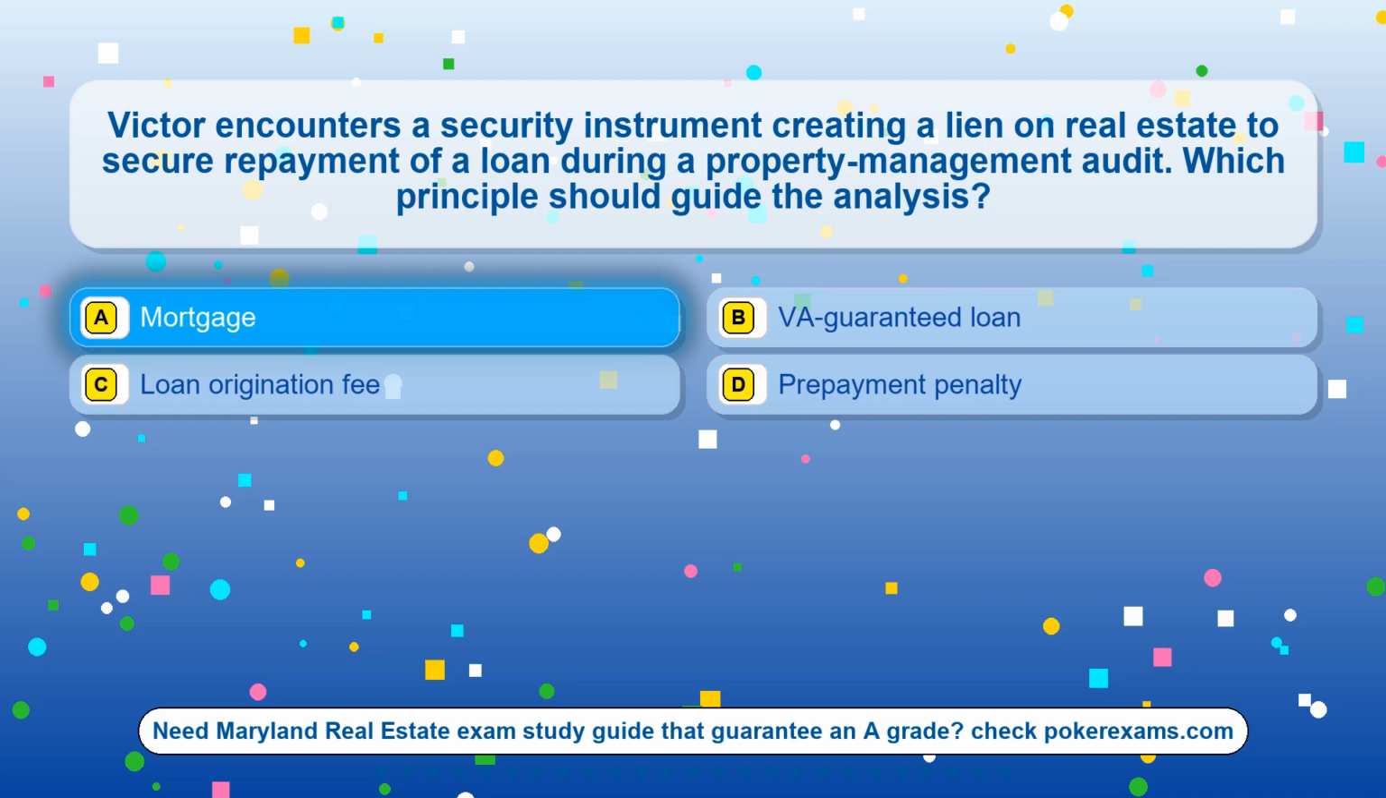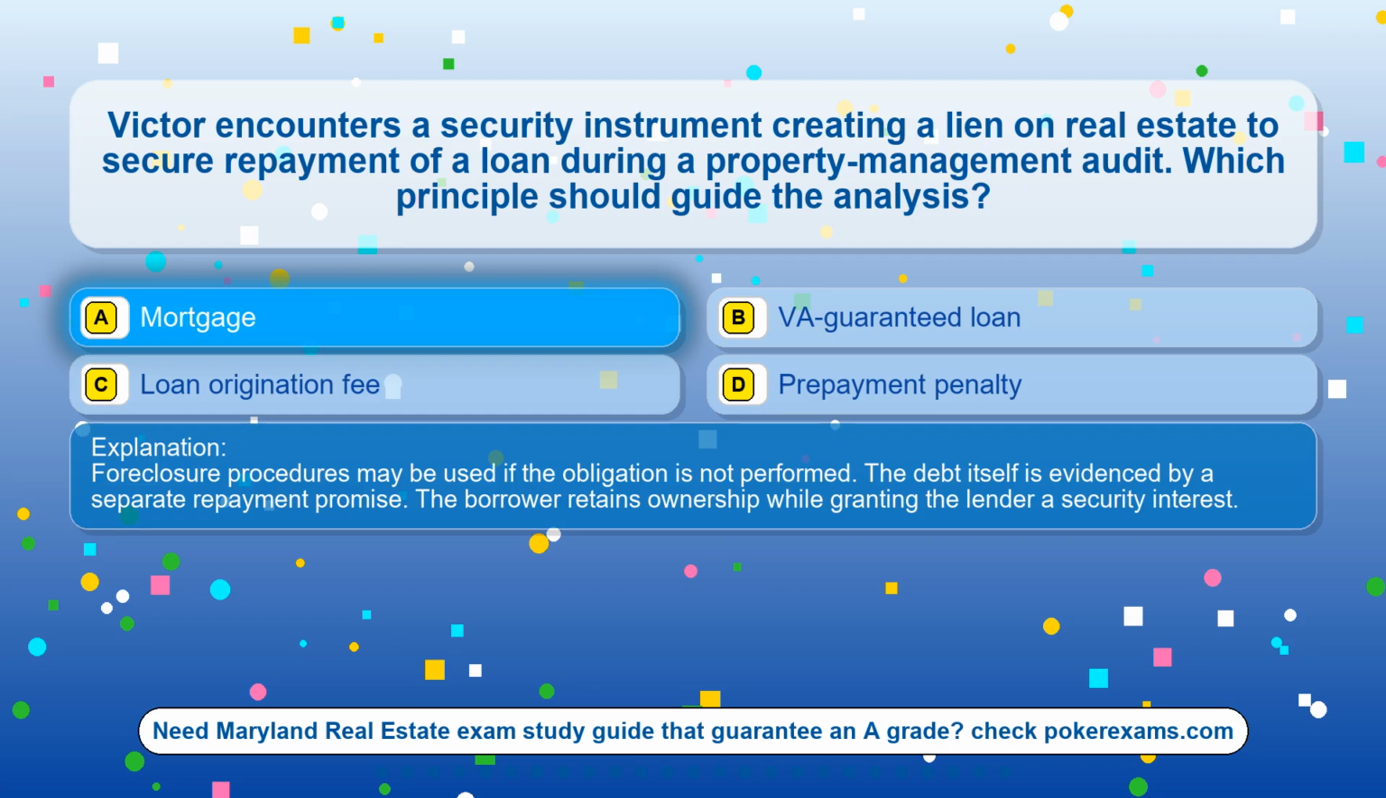The correct answer is option A, mortgage. Foreclosure procedures may be used if the obligation is not performed. The debt itself is evidenced by a separate repayment promise. The borrower retains ownership while granting the lender a security interest.